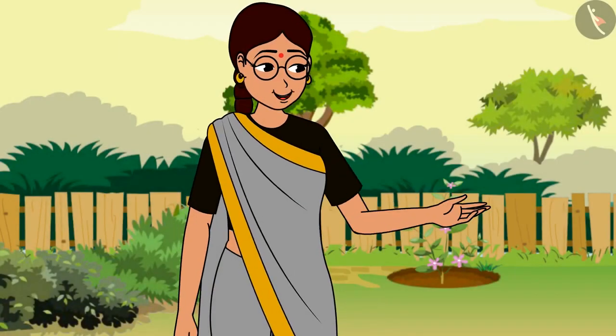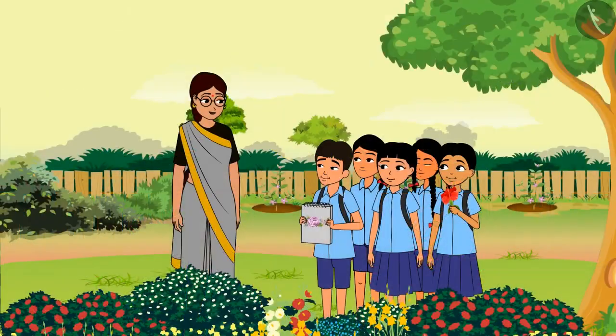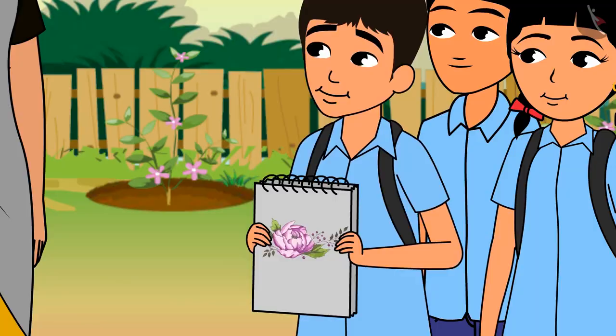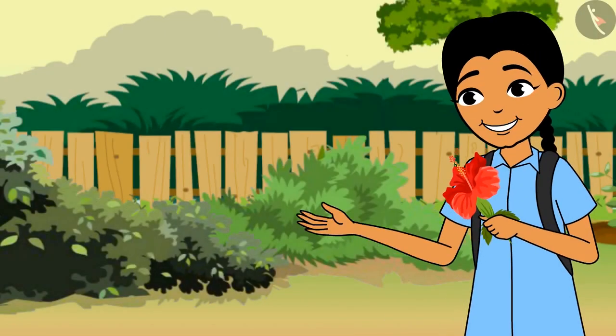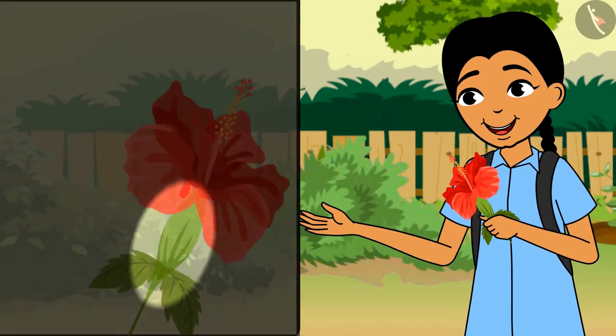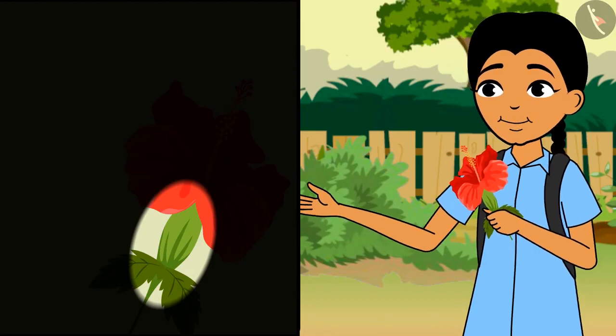Children, now all of you come here. So, how was the observation? Look, teacher, I have made this drawing and labeled it. Teacher, I picked up a few flowers. I noticed a bulb-like part in most of them. Look, can you please tell us what it is?